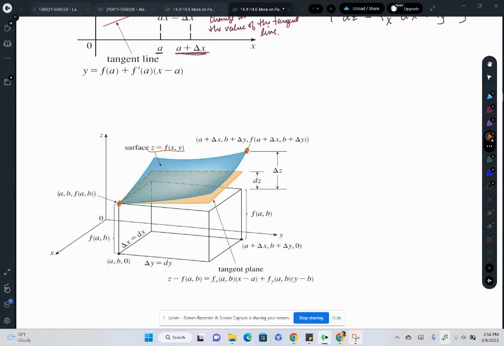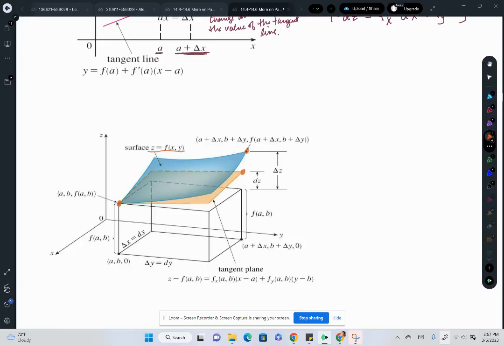Now, if we're starting at a point a, b with f of a, b, and we make a small change in x and we make a small change in y, those small changes are going to be named delta x or dx and then delta y or dy, okay? And those mean the same thing. So we're going to change the x value, change the y value. When we do that, where is the new z value? And that's up here in this upper right corner for the surface, and it's right here in the upper right corner for the tangent plane.